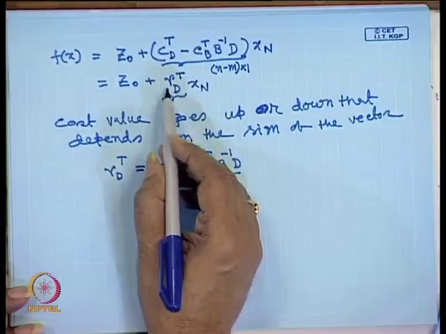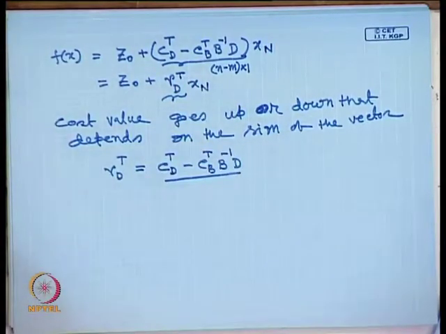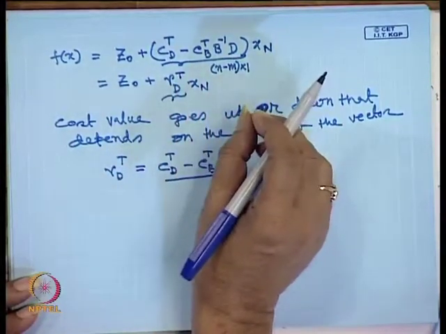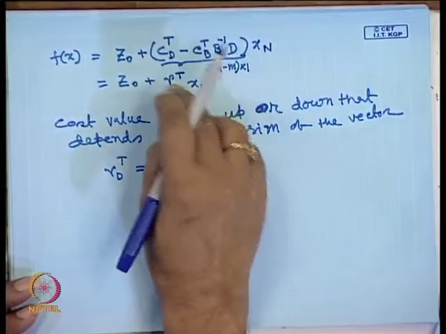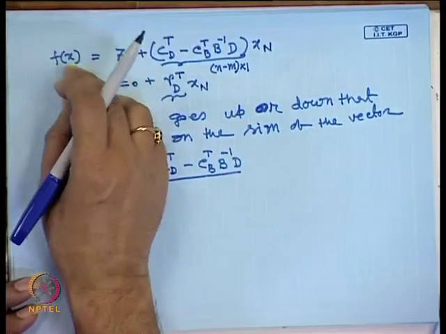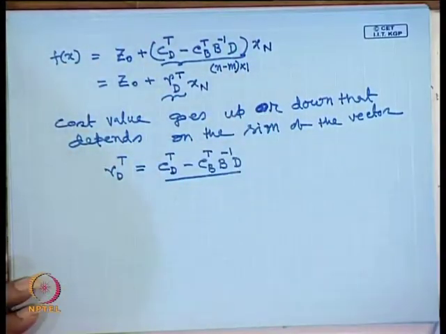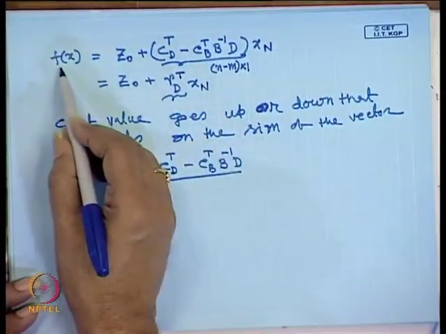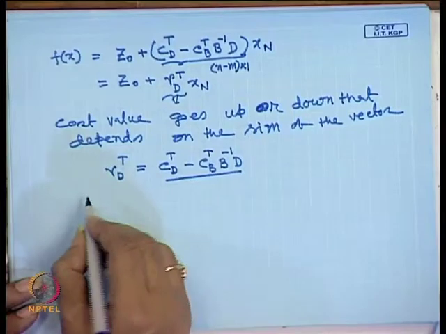So if you think the other way, if at least one element of Rd transpose is negative, and the corresponding element of xn is positive, then the product will be negative. So there is scope for reducing the value of f(x) if we move that point. So whether the function value will increase or decrease depends on Rd.